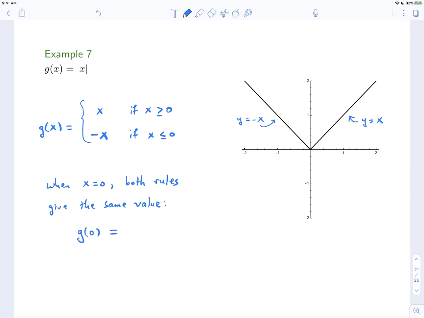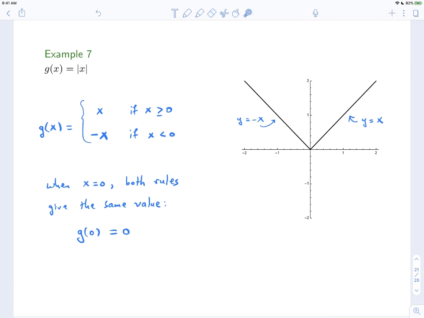G at 0 is equal to 0. So you could use either one of these. It gives you the same thing. So you could have both of them, or you could say that x strictly greater than 0 is x, and x less than or equal to 0 is going to be negative x. Or if you prefer, you could just do it this way.